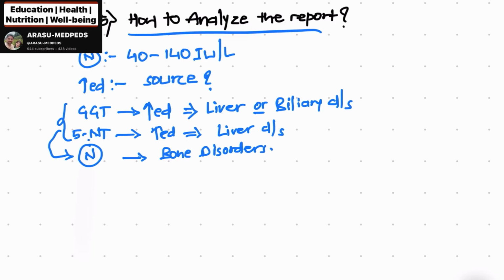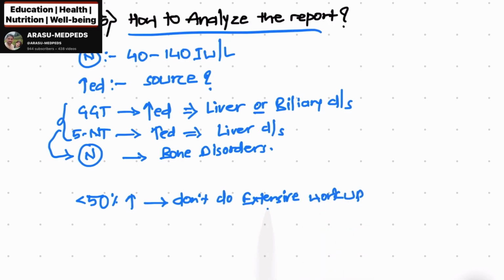So this differentiating point we can utilize to find out the source. Now the thing is, suppose the enzyme levels are increased but not more than 50%. So when there is less than 50% increase, remember, don't do extensive workup. It doesn't require much workup. So just it will need follow-up. This is when there is no significant elevation in alkaline phosphatase.